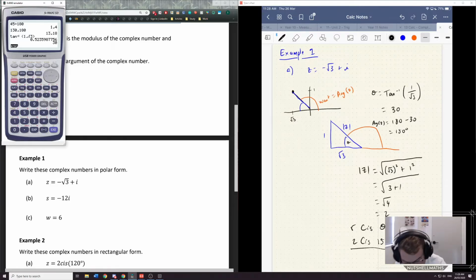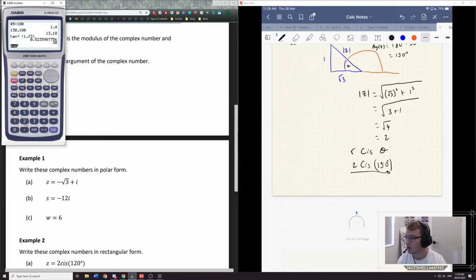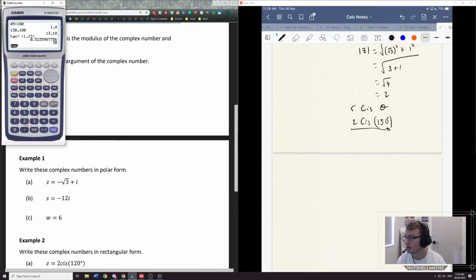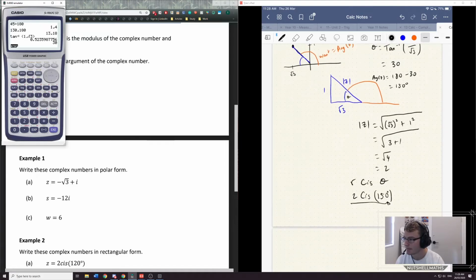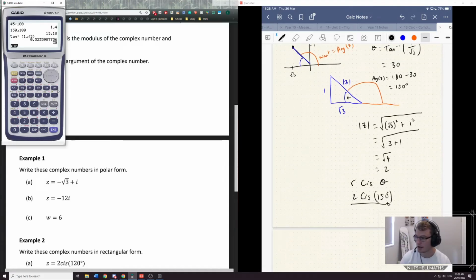I should probably put this in brackets because that's how I've seen it in the past. We can even put a degrees there. How's that there? Not too bad.